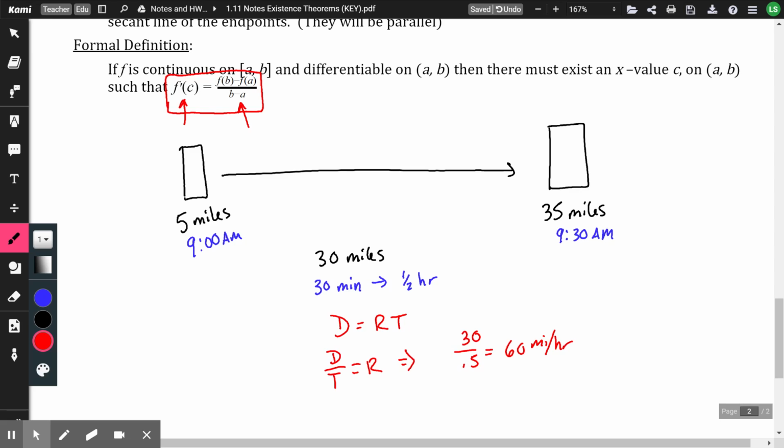So what we know is that on average, the driver was traveling at 60 miles per hour. It is possible that they went a little over. It is possible they went a little less. But the only thing we are guaranteed is that the driver had to have been traveling 60 miles per hour at some point between 9 a.m. and 9:30. Is that enough to justify a speeding ticket? It depends on the road and what the speed limit of the road is. But all we are guaranteed is the 60 miles per hour had to have been traveled at some time between 9 and 9:30.